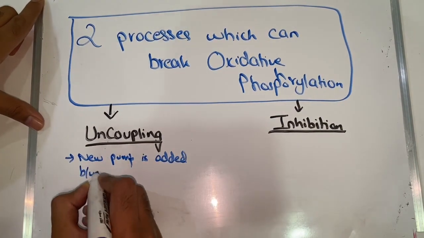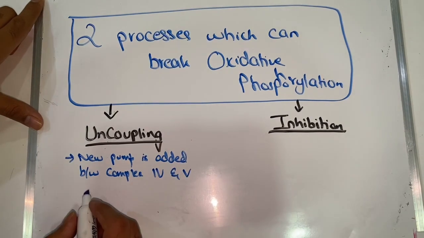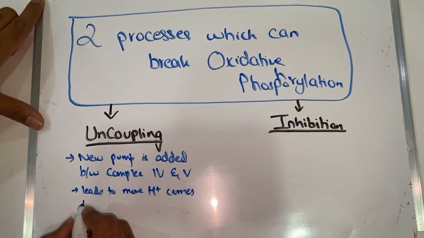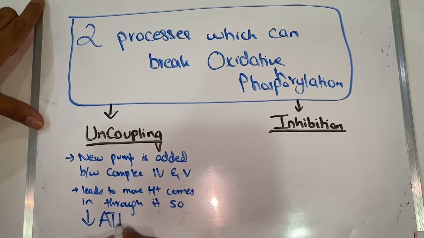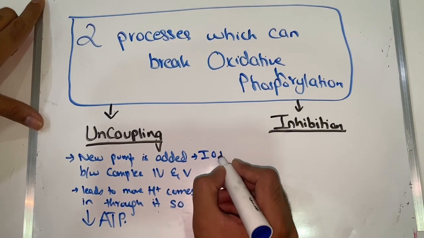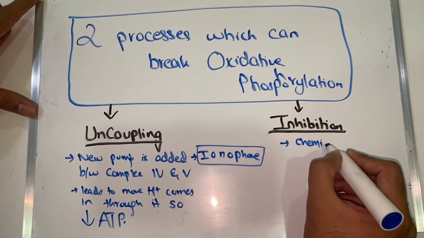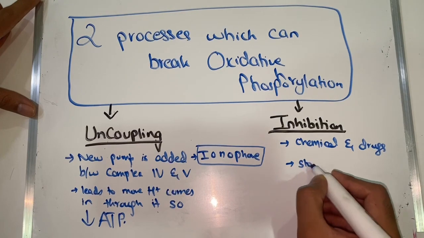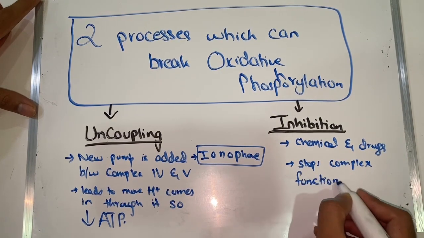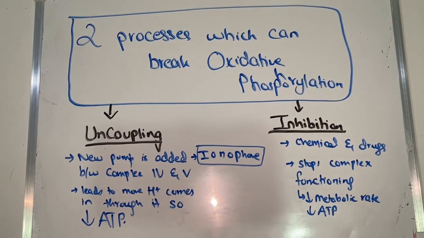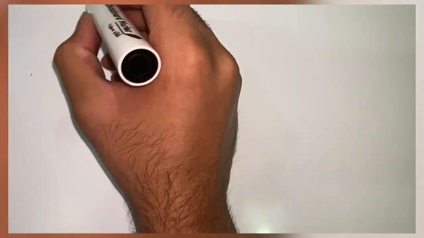Uncoupling is the process in which a new pump, also called an ionophore, is added between complex 4 and complex 5. Because of it, the hydrogen will come inside through the ionophore but not through complex 5. So oxidation will happen, but phosphorylation will not. So there will be less production of ATP. Inhibition is caused by a chemical or a drug that stops complex functioning, which will decrease the rate of metabolism and decrease the production of ATP.